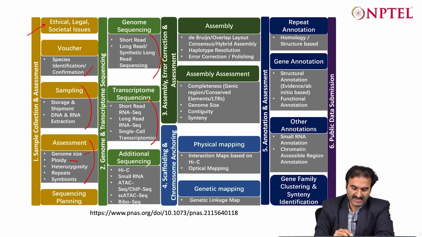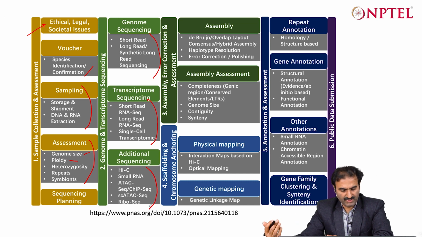Then there are methods like Hi-C or RiboSeq, and these will help you to further sequence linked reads, so that you can create a higher resolution, highly contiguous assembly, which you could call a chromosome level assembly.